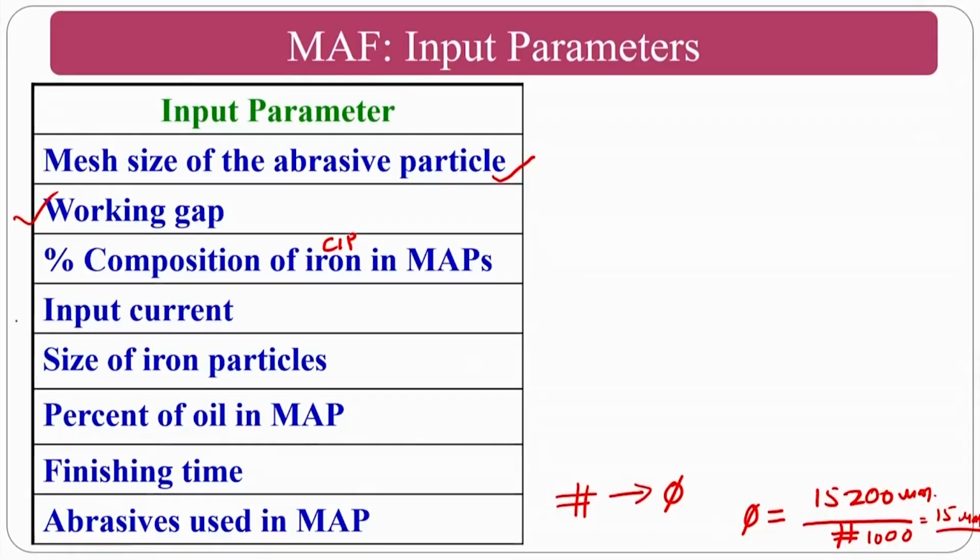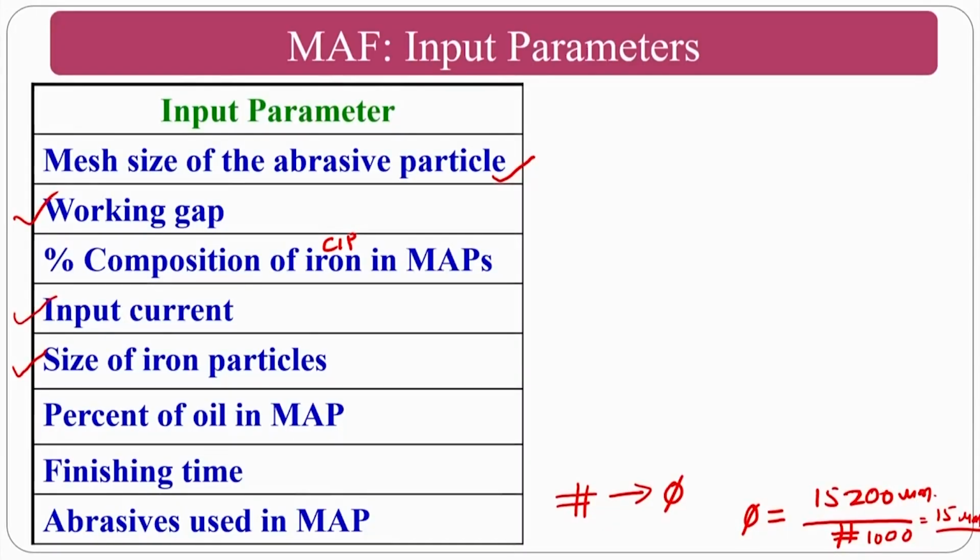And the next one is input current. So, you have to give input current so that the magnetic field strength will be varied. Size of the iron particles: you have multiple types of sizes of the particles. You can go for bigger particles, or you can go for smaller particles, as all this will depend on your application. Percentage of oil in magnetic abrasive fluid.